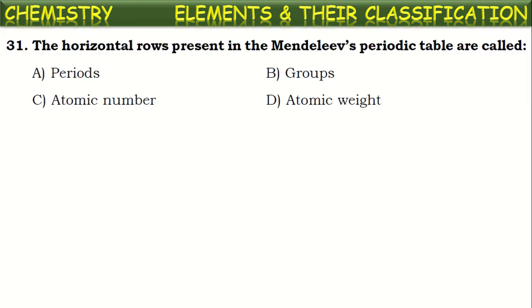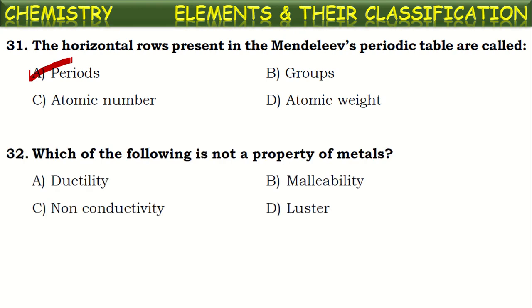Next one, the horizontal rows present in Mendeleev's periodic table. Yes, what are they called? Horizontal rows? Periods. Vertical columns are called groups. Horizontal rows are called periods. Not only in Mendeleev's periodic table, the same is given in the modern periodic table also.